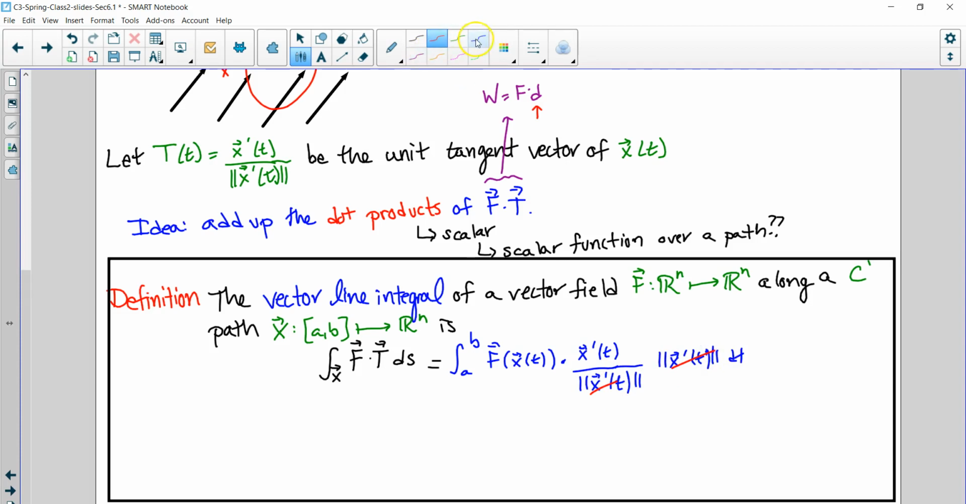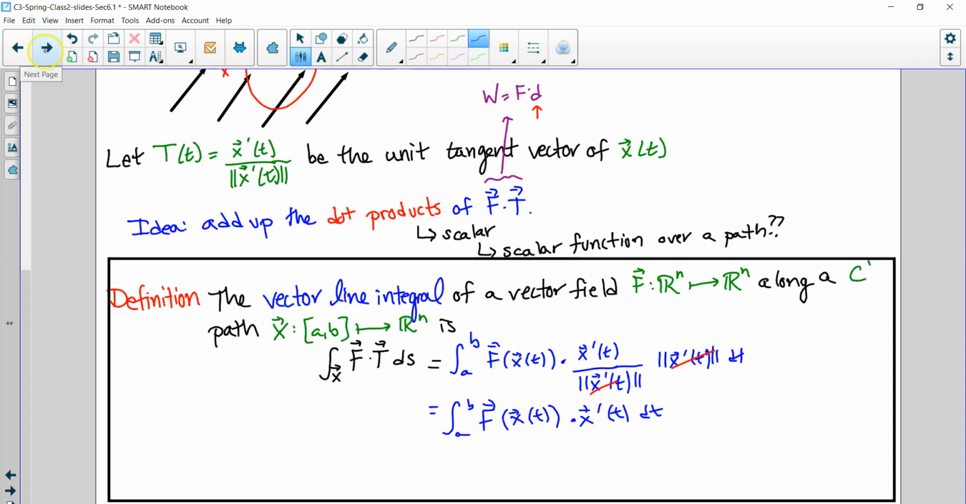So for a vector line integral, all we have to do is integrate from a to b the vector field restricted to the path. Let me write that again: x of t, and then dotted with the derivative of the path. And that's going to be our vector line integral. Okay? So, similar formula, just different application.